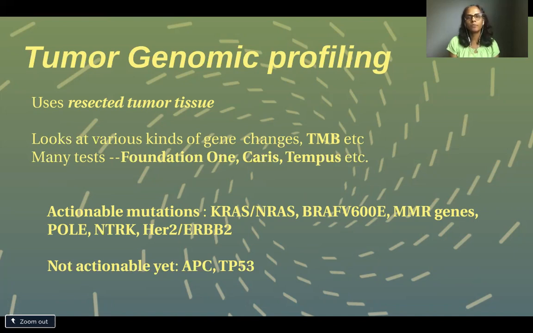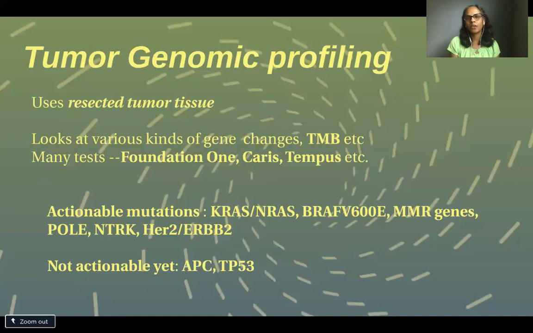For mutations in the MMR genes, that makes your tumor MSI high, in which case you are eligible for immunotherapy. Some other mutations that are actionable are POL mutations and NTRK fusions, and also HER2 or ERBB2 amplifications. So I kind of want to bring your attention here to show that some of the genes that we talked about in the inherited or heritable CRC, those same genes are also seen to be mutated in sporadic CRC.